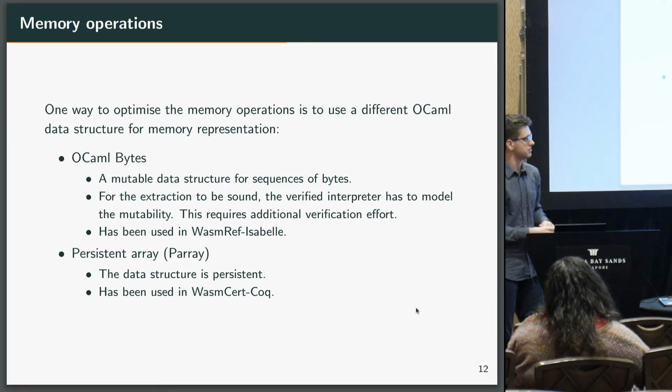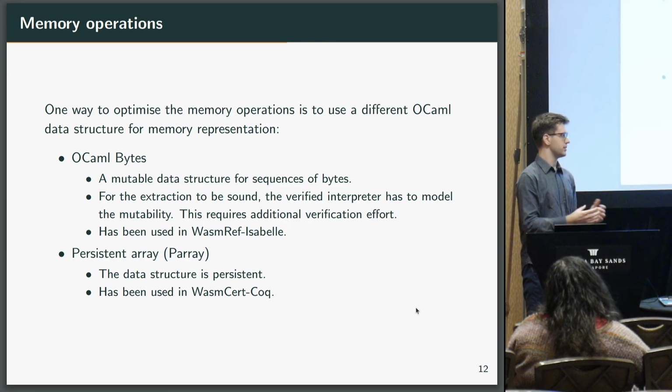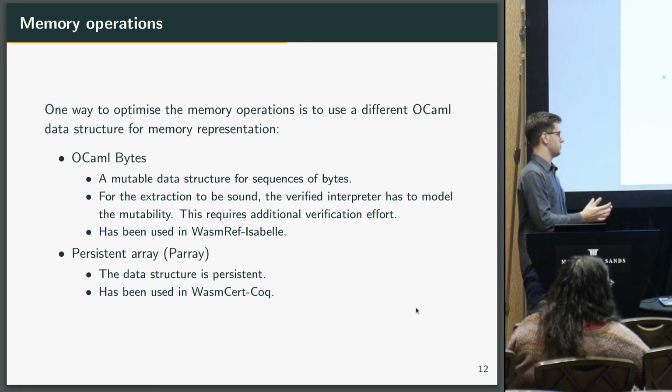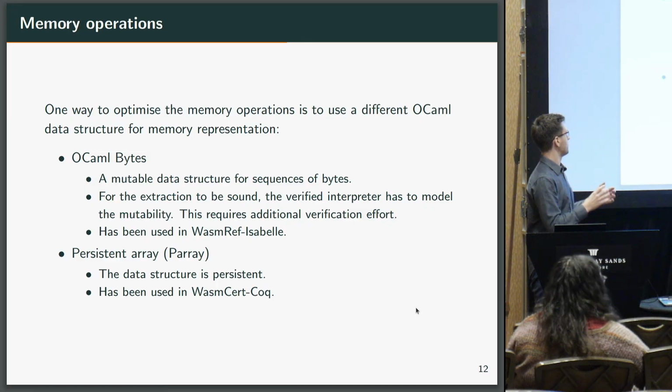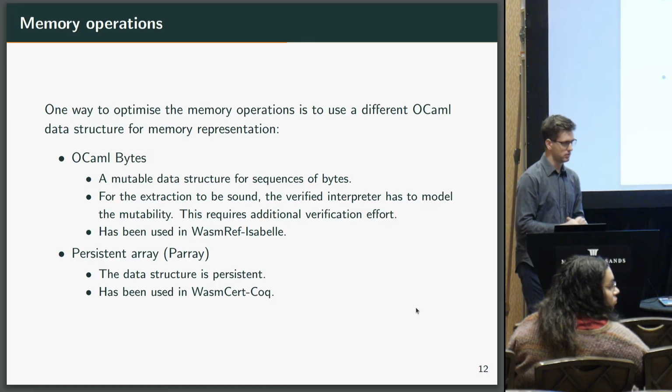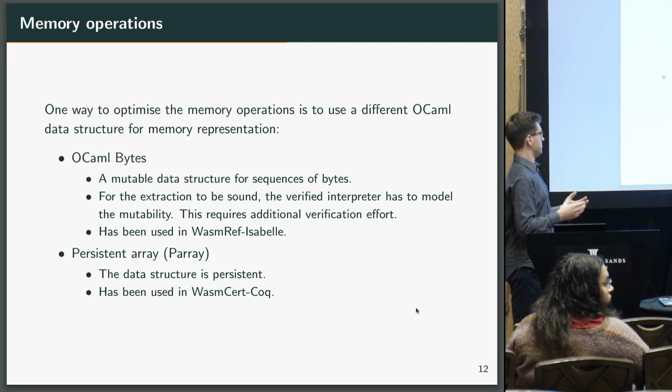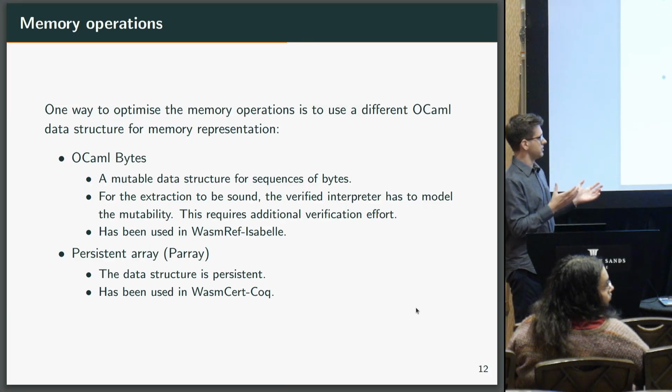So then the question is, can we make the verified interpreter more efficient? Because we would expect memory mutation procedures to have roughly constant complexity. And one way we could do this is to use a different OCaml data structure for memory representation. One of the structures is OCaml bytes, which is a mutable data structure for sequences of bytes.